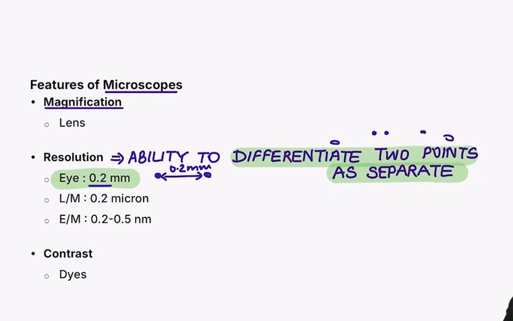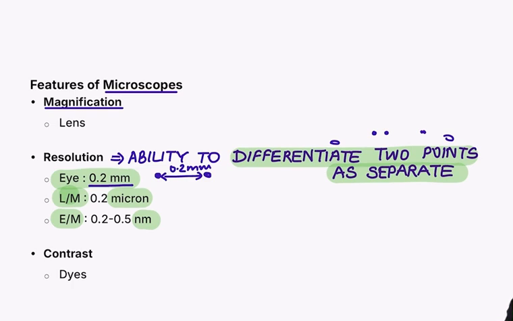So the resolution of the eye is 0.2 mm, and now keep it 0.2 but keep changing the unit. The resolution for a light microscope is 0.2 microns. Resolution for an electron microscope is 0.2 to 0.5 nanometers, which tells me precisely why viruses are only seen on an electron microscope, because the size of a virus is in nanometers. You will never see a virus on a light microscope, and of course never with your naked eye. So viruses are only seen on an electron microscope. That is why knowing the resolution is so important.